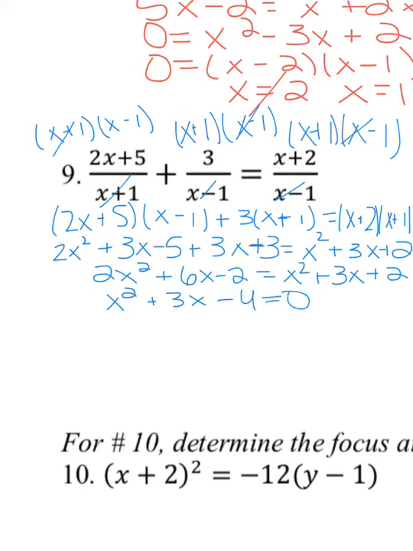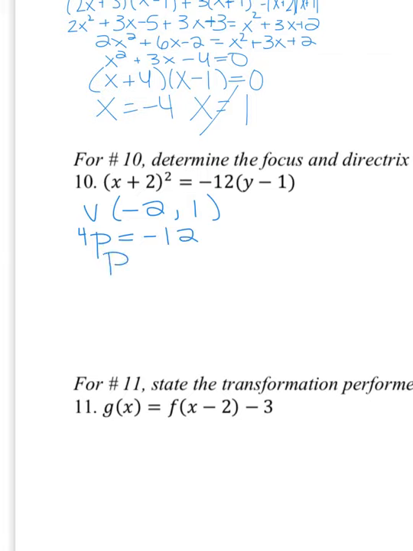For number 10, determine the focus and the directrix. So we haven't done parabola stuff in a while. So this one has a vertex of negative 2, comma, positive 1, and a p-value. For p is negative 12, which means that p is equal to negative 3. So because p is negative, this is going to be concave down.